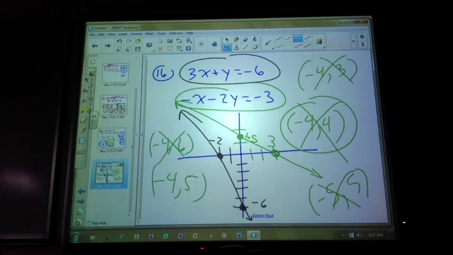Negative 5, 6? No, it's not going to work on the first. What about negative 6, 6? Negative 3, 3. Negative 6, 6. So that's negative 18. Nope. It won't work on the first one.